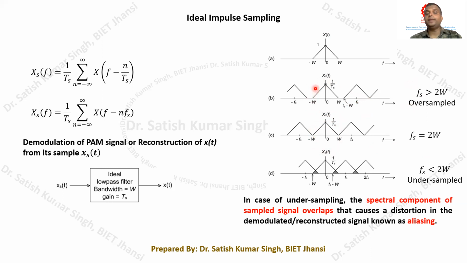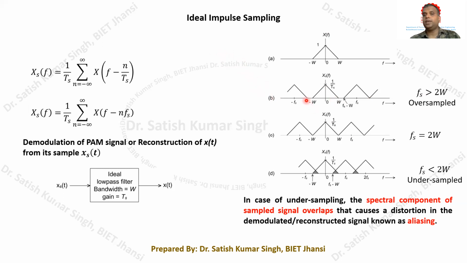What is the difference between the ideal low pass filter and the practical low pass filter? In the case of an ideal low pass filter, there will be a brick wall approximation. There will be no transition band; we just have a pass band and directly a stop band. But in the case of a practical low pass filter, there will be a certain transition band between the pass band and the stop band.